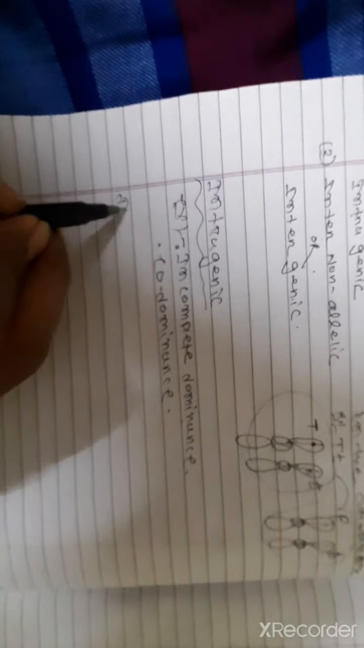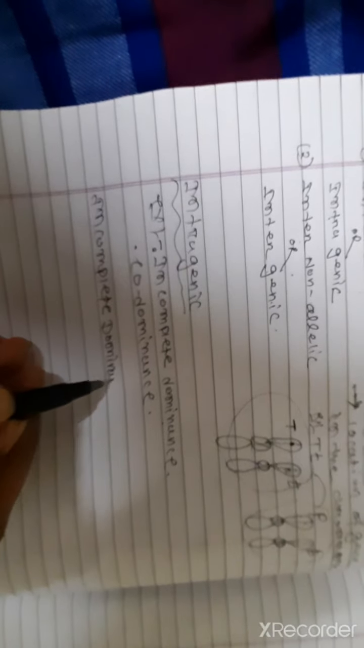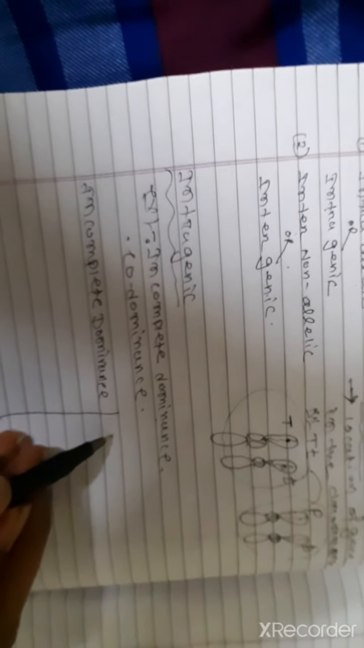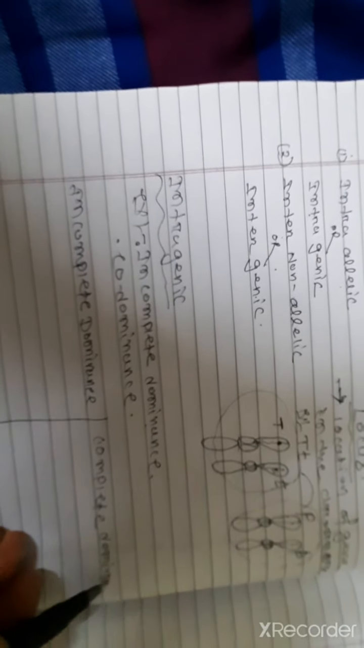First, we need to understand what we mean by incomplete dominance. As in the last class, we discussed that during the transmission of the character, in the F1 generation, all offspring are heterozygous dominant. But here it is something different. What do you mean by incomplete dominance? This is the incomplete dominance. This one is the complete dominance.